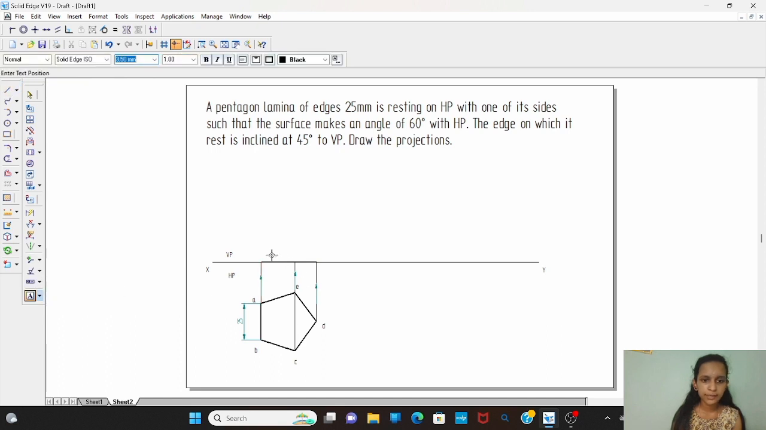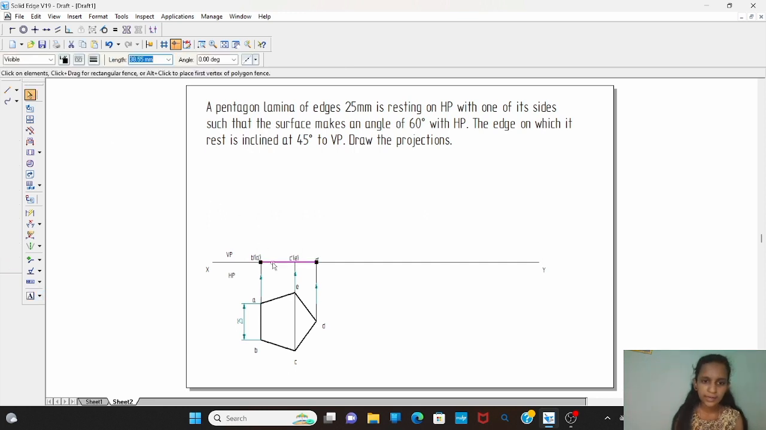Select the text option. When it is observed from the bottom, point B is visible, A is not visible. Here point C is visible, whereas point E is not visible. And finally, the point D.